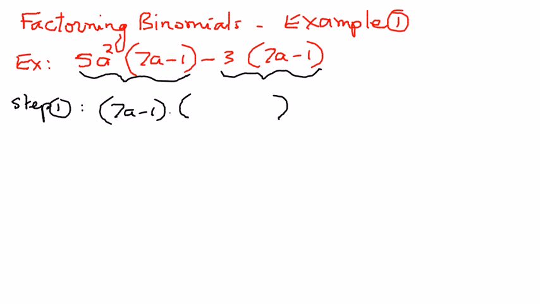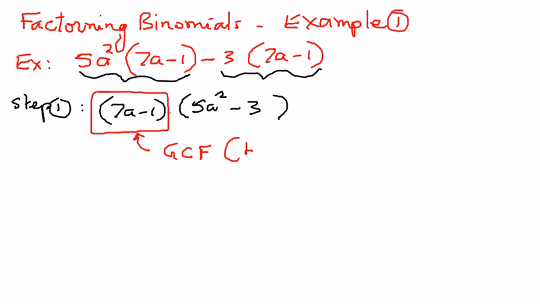In the first part, 5a squared is left when we pull out 7a minus 1, and in the second part of the expression, negative 3 is left when we pull out 7a minus 1 as common. So therefore we write that within parentheses as 5a squared minus 3. And then in here, as we can see, 7a minus 1 is the greatest common factor, and this time it is a binomial.